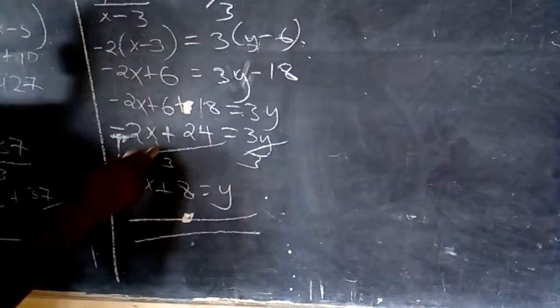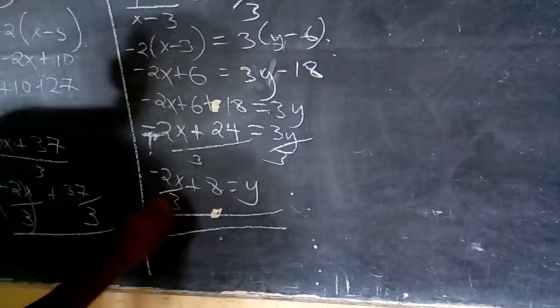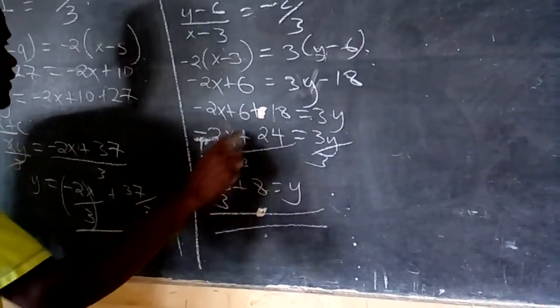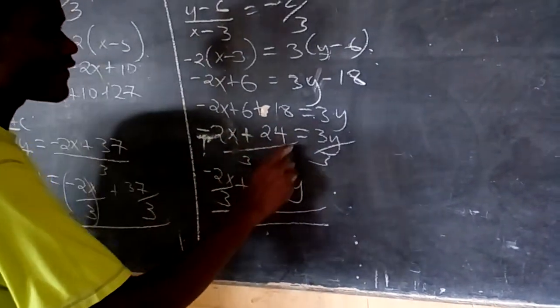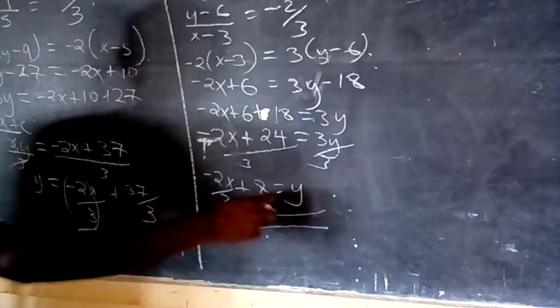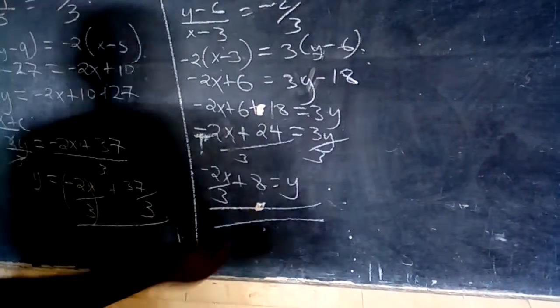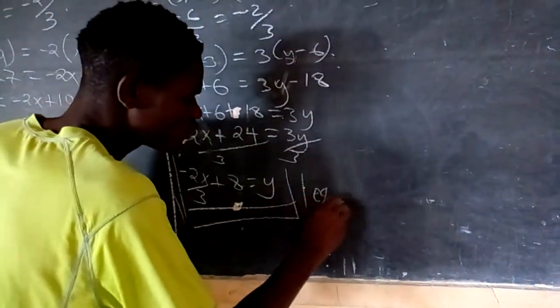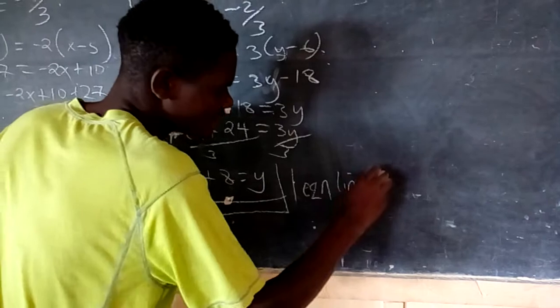This one was over 3. This one is negative, that one over 3, because all of this were divided. That's negative 2x over 3 plus 24 over 3 is equal to y. Now this remains that way. Now this is what? An equation of line AC.